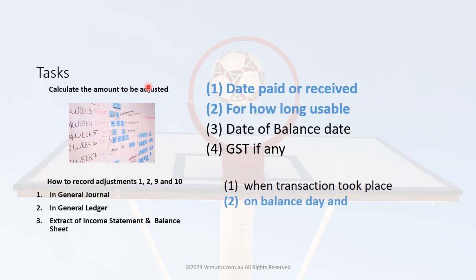Now I have taken only 4 of these. It doesn't mean you can be tested only on these 4, on how to record that in general journal, general ledger, etc. I took these 4 because they are all related to one another. But otherwise, you can be tested by VCE on any of the 10 adjustments I have listed earlier. For all these 4 or 10 items, whenever the transaction took place, you have to show it in general journal, general ledger, income statement, and balance sheet.